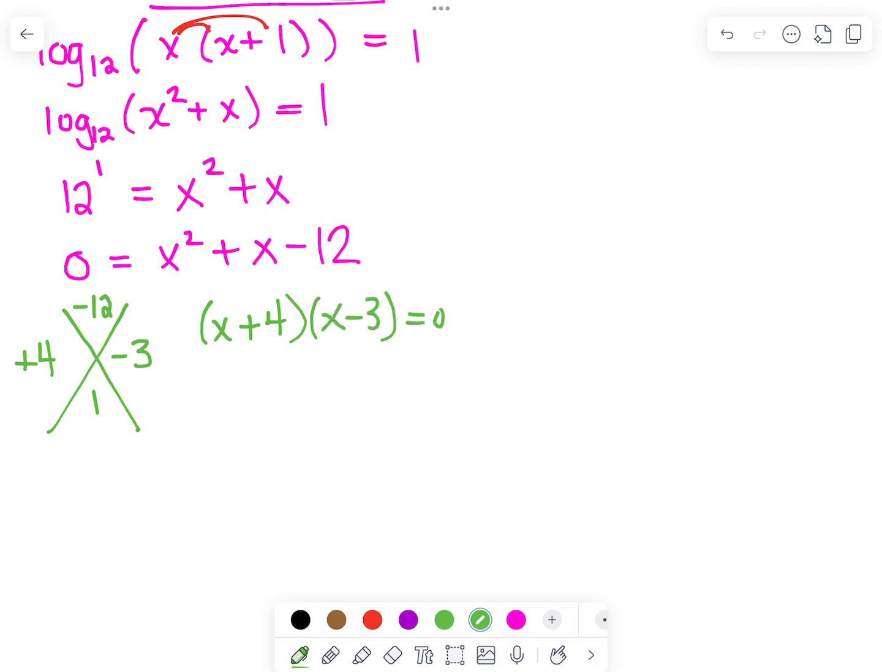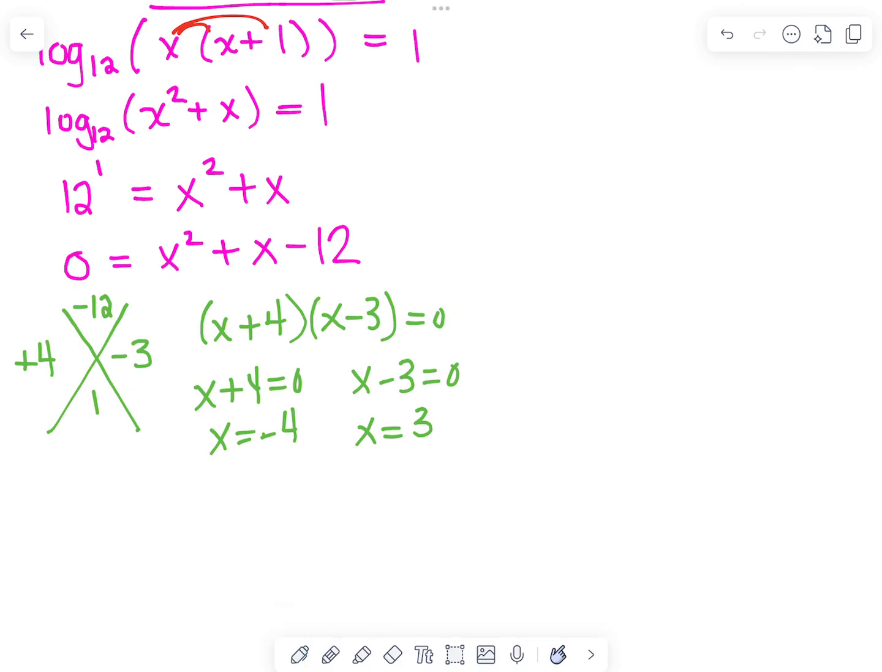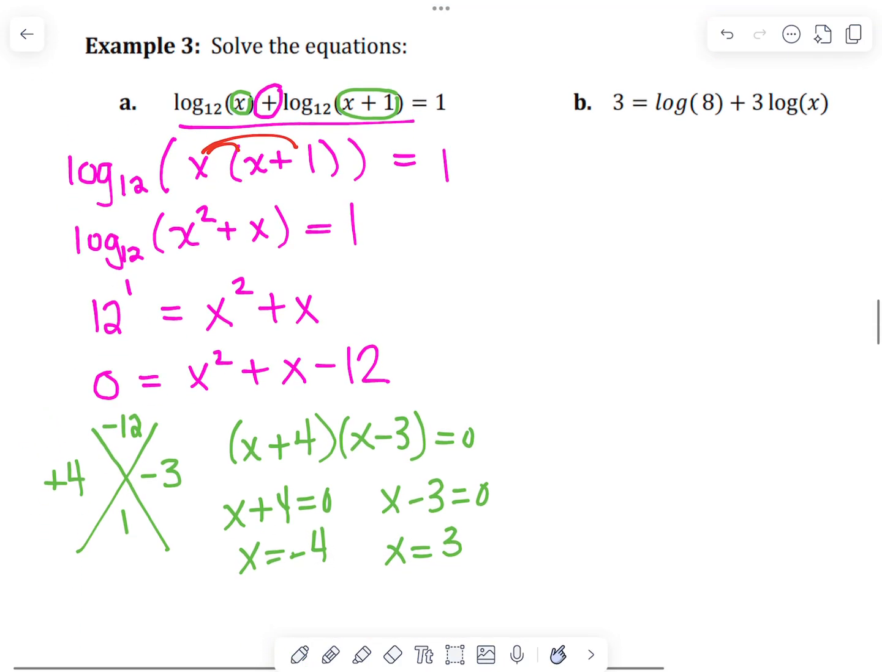Then we would use our zero product property. We set each factor equal to 0 and solve for x. So we get x equals negative 4, and then x minus 3, solve it and we get x equals 3. Now these are our 2 possible solutions.